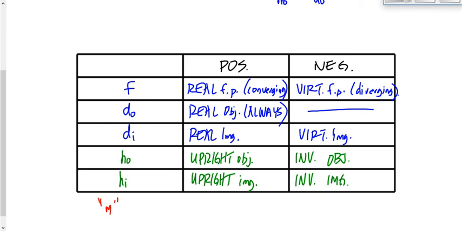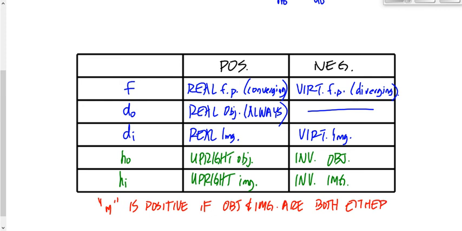M is going to be positive if the object and the image are both either upright or inverted. In other words, if they're on the same side of the principal axis. They're both either upright or inverted. If one of them is upright and one of them is inverted, then we're going to find it's a negative magnification.